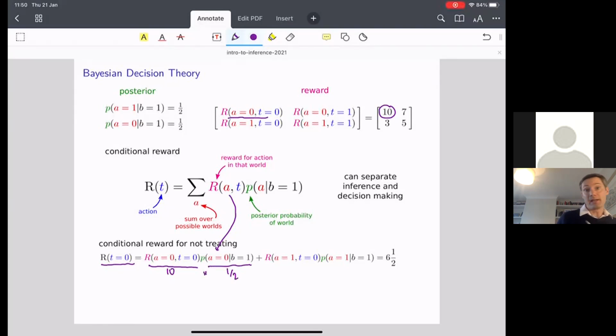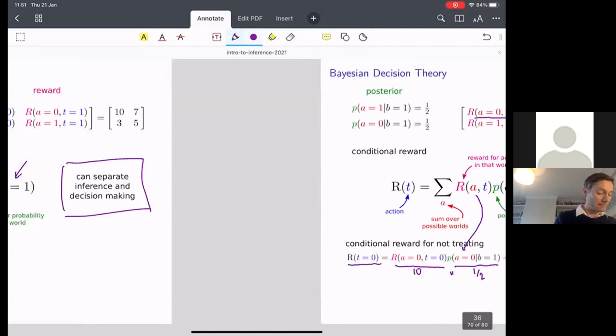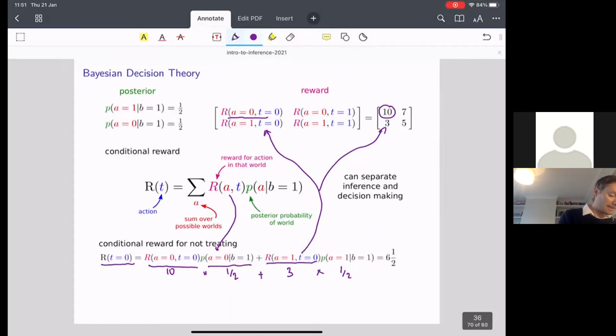And then we have the other possible state of the underlying variable, which is that she does have the disease. So this is what reward we have, what's her quality of life if she has the disease and she does not undergo treatment. So that's this one here, obviously, which corresponds to 3. And again, we weight that by the probability of that outcome, which is again a half. And then we add 10 times a half to 3 times a half, and that gives us 6.5 quality of life points if we don't treat.